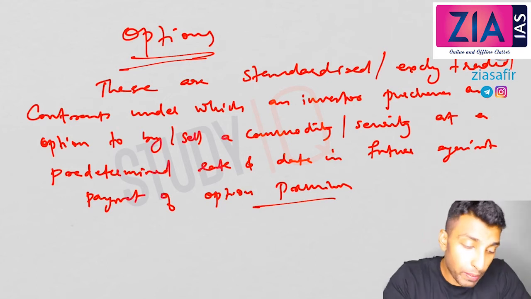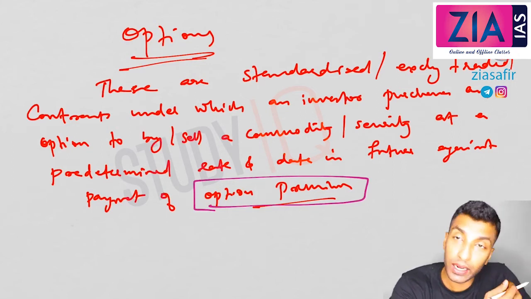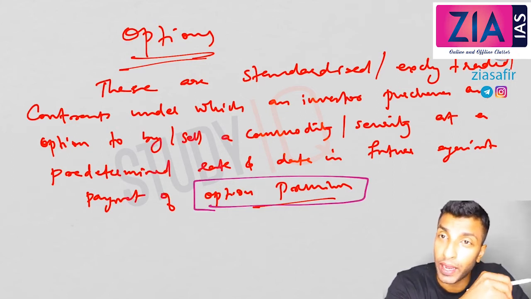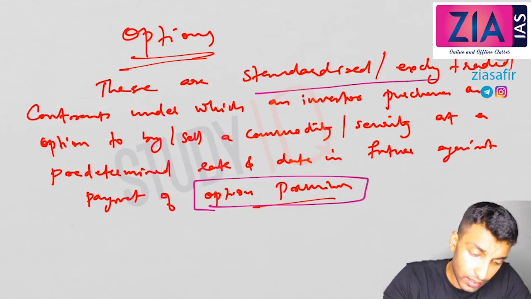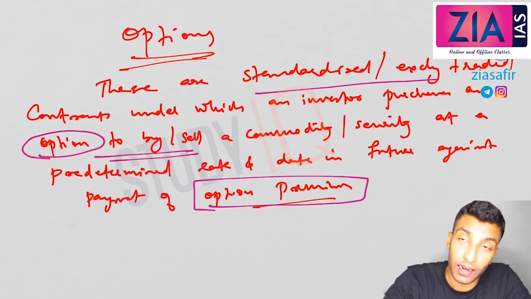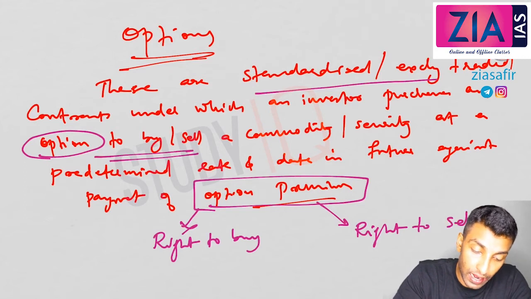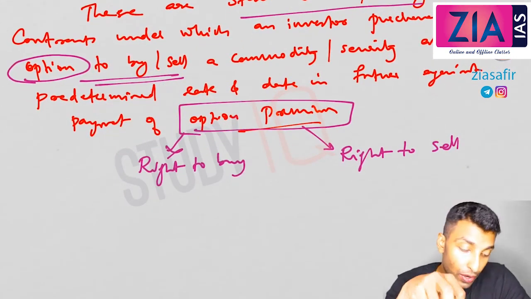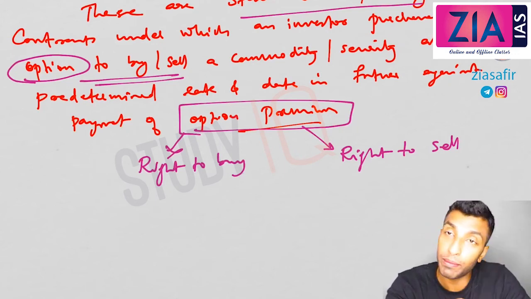Okay, so here you are paying an option premium, and when you pay this option premium, you are getting a right. Right to buy or right to sell, or option to buy, option to sell. So here you are buying an option to buy or sell. You are getting a right to buy or right to sell. So you are buying an option, and it can be two: right to buy, or right to sell also.